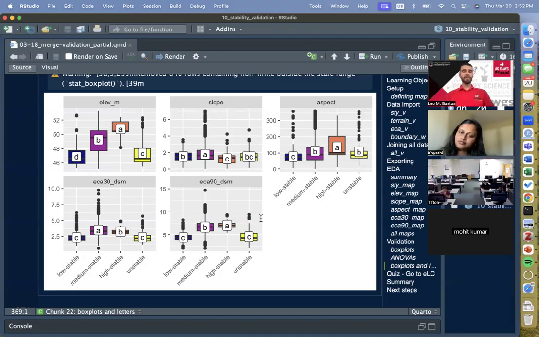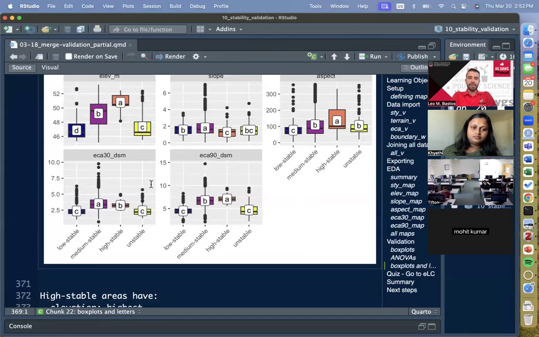So if we look here, we see the unstable are also sitting low in the topography, very similar to the low stable. When it comes to slope, their slope is not different from the high stable or the low stable. So they have similar slopes to both high and low stable. Aspect, again, is a little bit difficult to really make sense of.